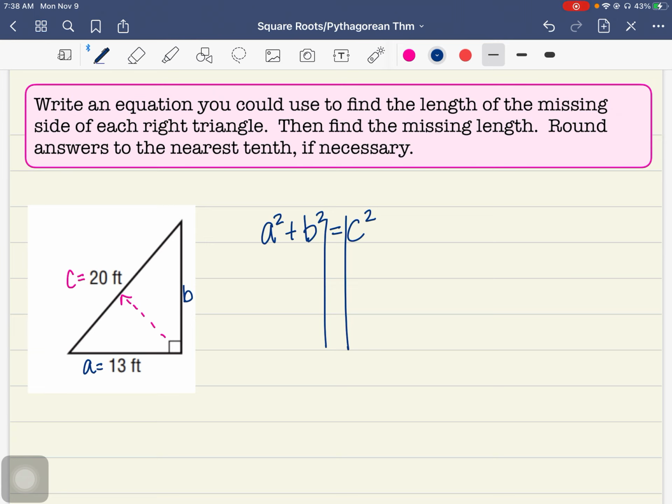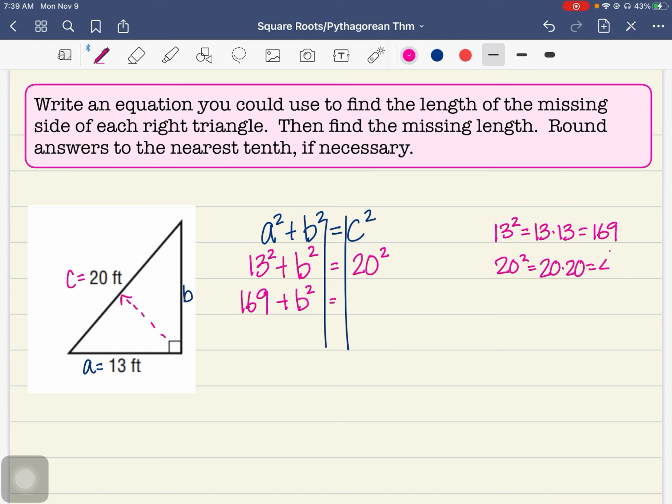Okay, so let's see when you put in the numbers. Do we know A? We know A this time. So A is 13 squared plus B is the side we don't know, so we'll say B squared equals C. We know that side. It's 20 squared. 13 squared, remember, is 13 times 13. That's 169. So this is 169 plus, we don't know B squared, so we're going to leave it like that. And then we have 20 squared. Remember, 20 squared is 20 times 20. That's 400. So this is going to become 400.